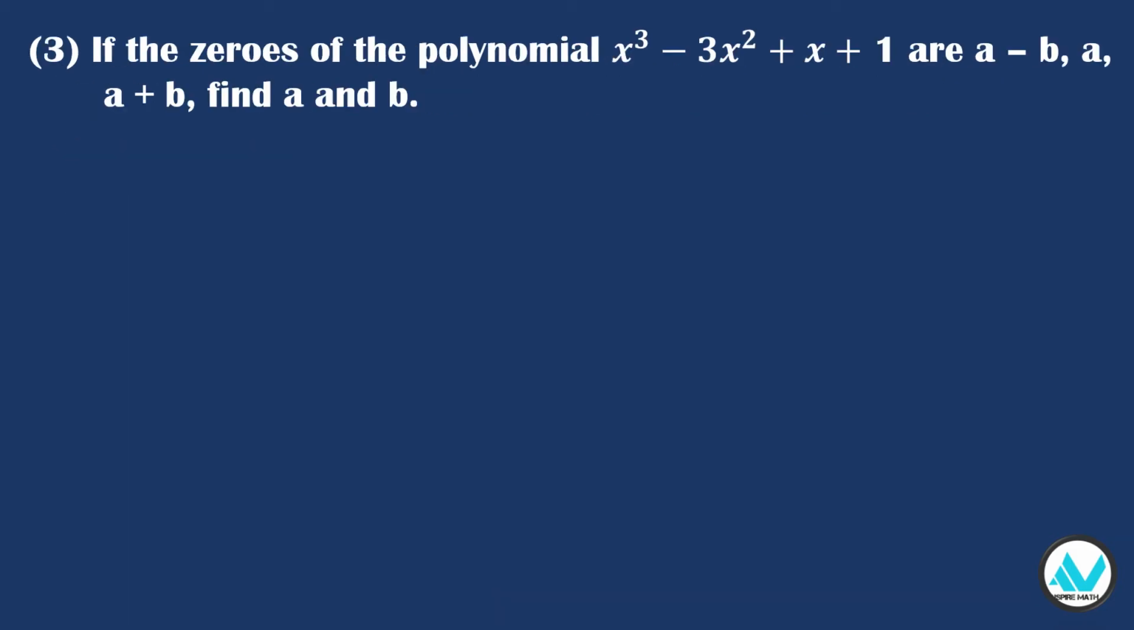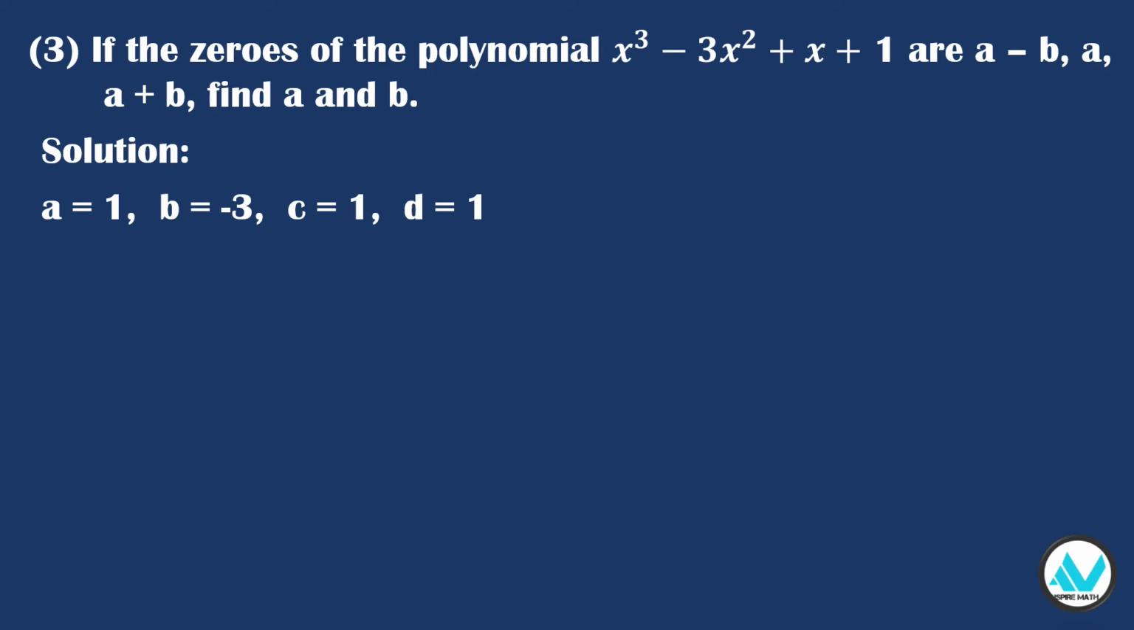Now let's move on to the third question. If the zeros of the polynomial x cubed minus 3x square plus x plus 1 are a minus b, a, a plus b, then find a and b. Now the given polynomial is nothing but x cubed minus 3x square plus x plus 1. Here the zeros, that is alpha is a minus b, beta is a, and gamma is a plus b. Now with this given condition, let us go into the problem. Now let's find the values of a, b, c and d. So a is 1, b is -3, c is 1 and d equal to 1.